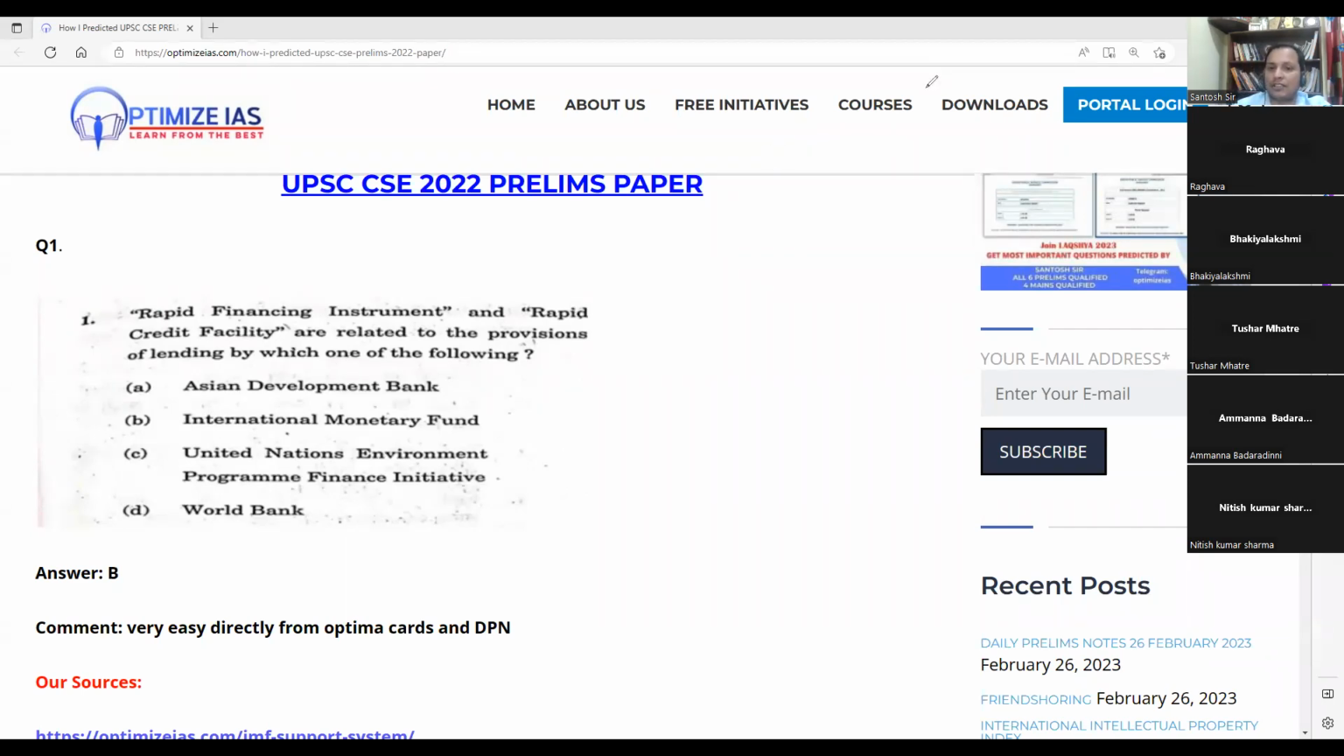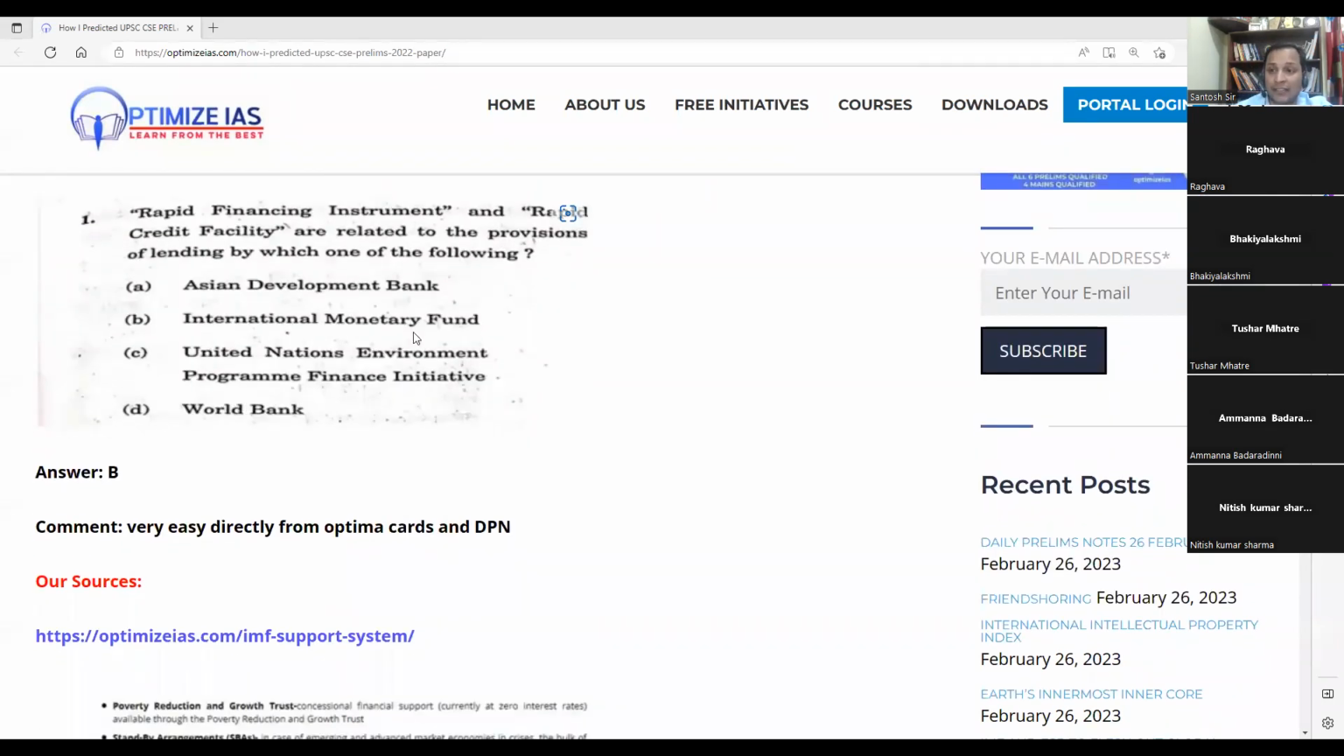So very first question, as you know, last year many questions were from the IR. The first question was on the rapid financing instrument and rapid credit facility. This question was asked: it was the lending facility of which of the following organizations, guys?